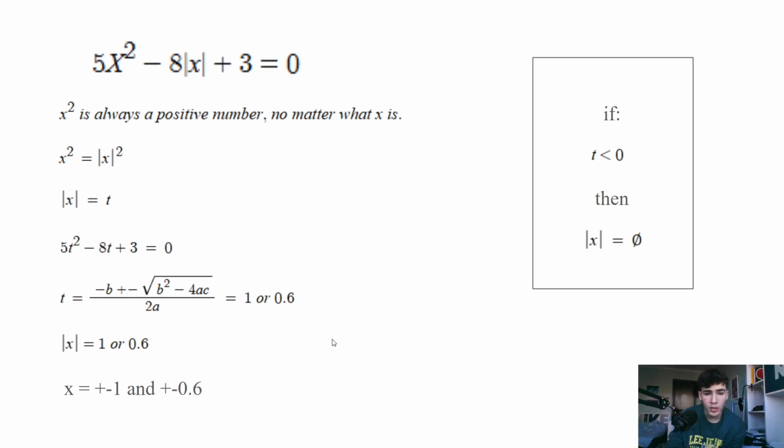0.6. And we have to take into consideration that if t was less than 0, a negative number, so the absolute value of x was a negative number, then x wouldn't equal anything. It would be an empty set, because the absolute value of something can't be less than 0. It can be 0, and it can be a positive number, but it can't be a negative number. Therefore, it wouldn't have any solution, and we would just have two solutions.